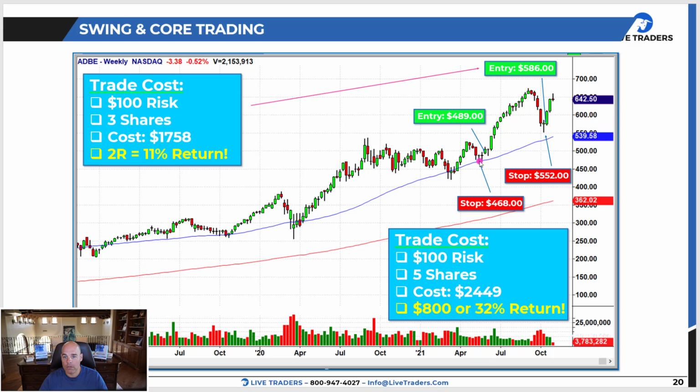What about this trade? Now, this one's a little more aggressive because it had not broken out yet, but the entry there was 489. The stop was 468. It's a $21 stop loss. $100 risk was 5 shares, $105 risk. Cost you $2,400. You made $800, a 32% return. Both of those were nice trades. Maybe you sell some up here, maybe you add on the pullback. That's swing and core trading. There's nothing wrong with swing and core trading. Maybe you don't have every day, all day to trade.